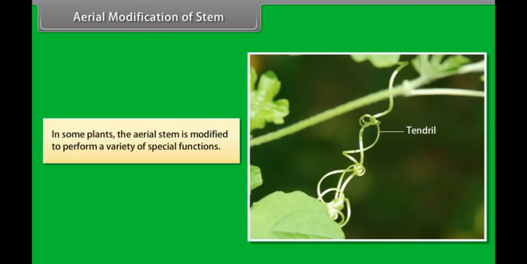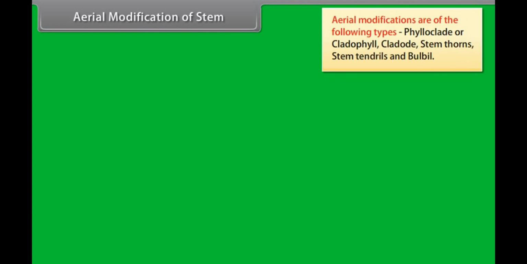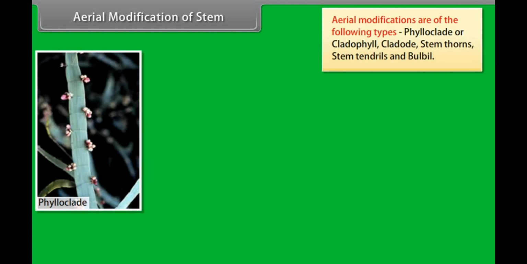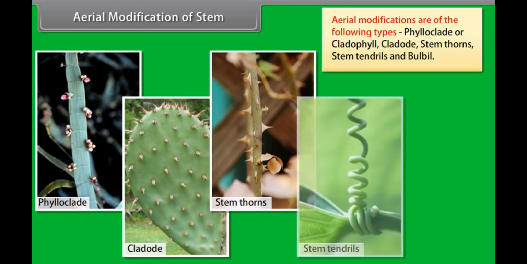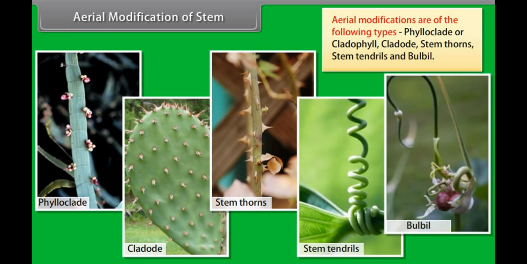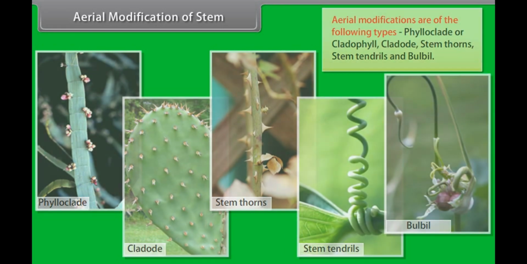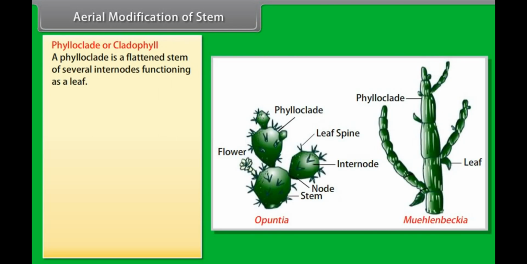In some plants, the aerial stem is modified to perform a variety of special functions. Aerial modifications are of the following types: phylloclade or cladophyll, cladode, stem thorns, stem tendrils, and bulbil. Phylloclade or cladophyll. A phylloclade is a flattened stem of several internodes functioning as a leaf.